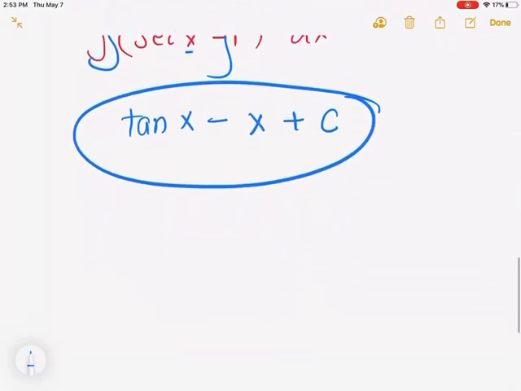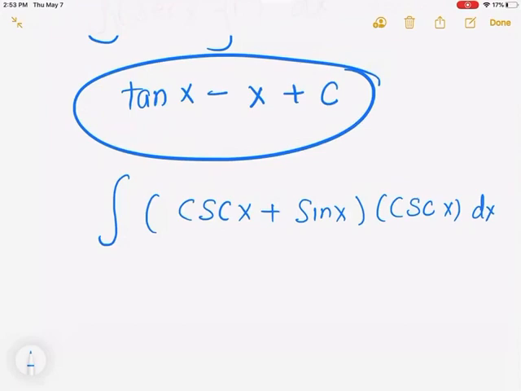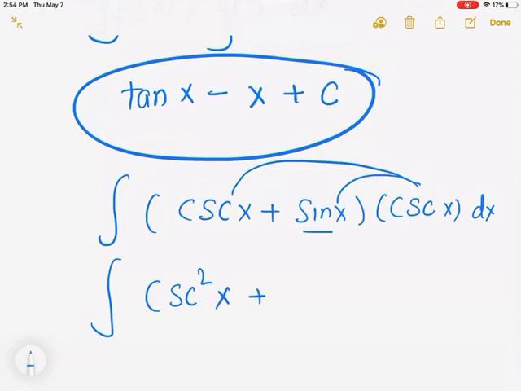Okay, last one. It's integral of cosecant x plus sine x, and it's getting multiplied by cosecant x, and there's dx at the end. Again, I have 2 expressions. For something like this, I can't even apply any property or identities. So instead, I could just think about distributing. So let's do that. Cosecant times cosecant is cosecant square plus sine times cosecant. Isn't sine and cosecant reciprocal? So if I multiply something by its reciprocal, it's always equal to 1.